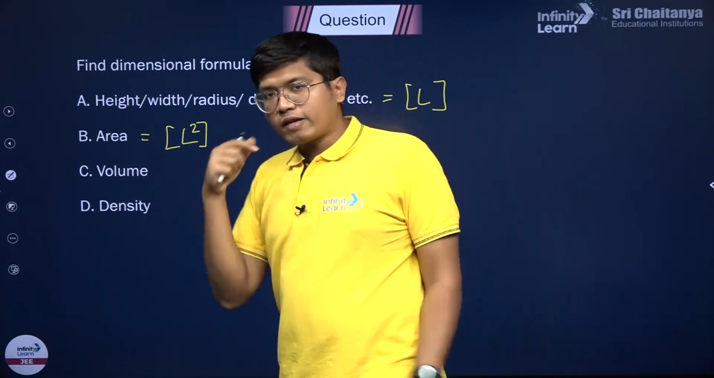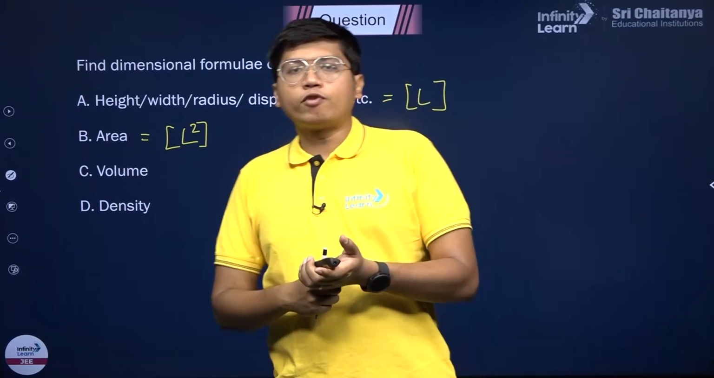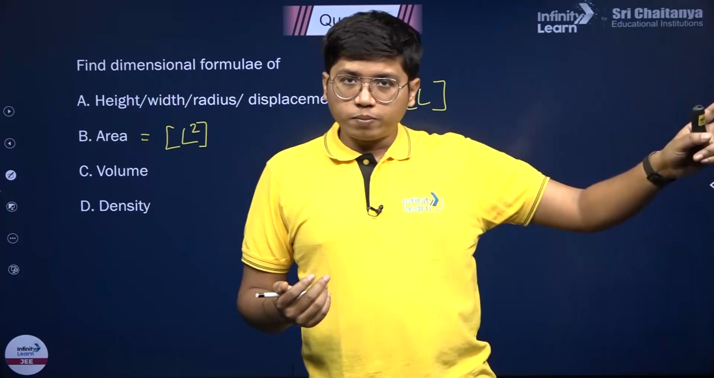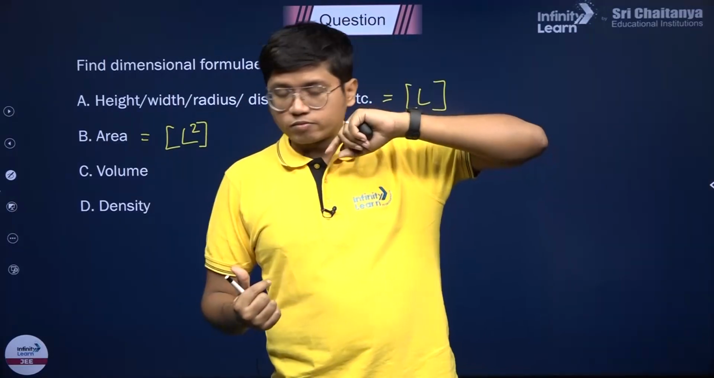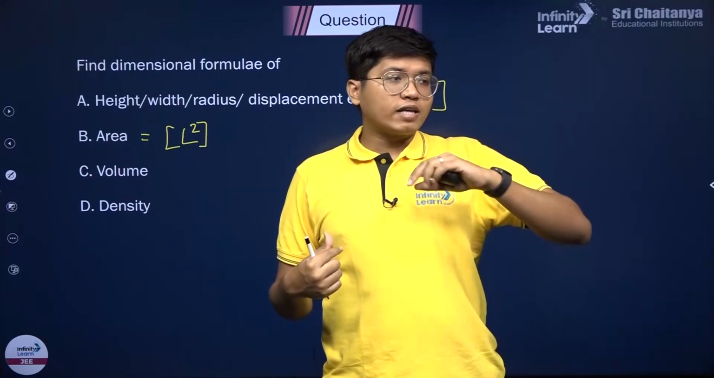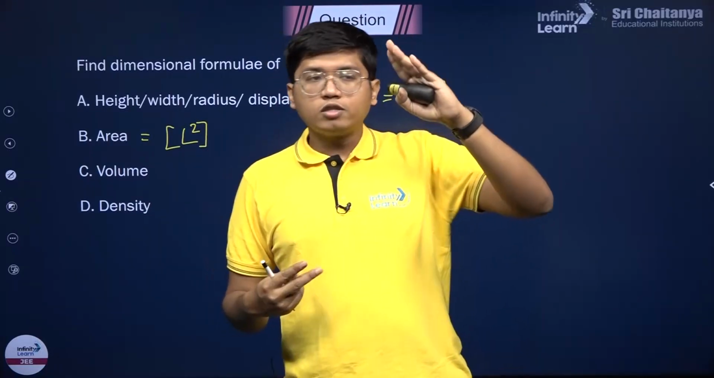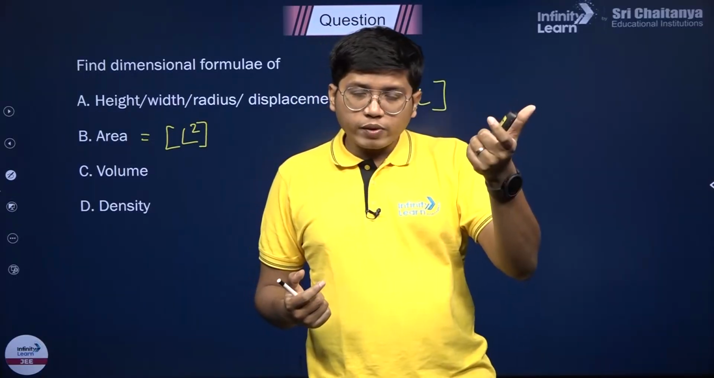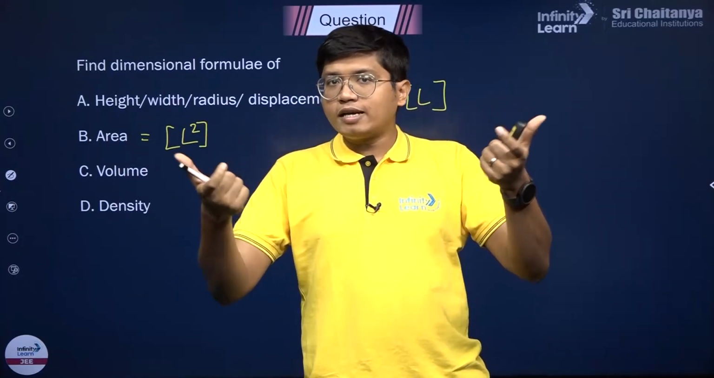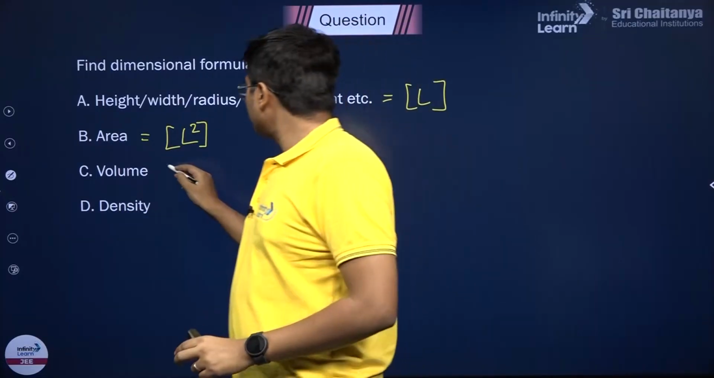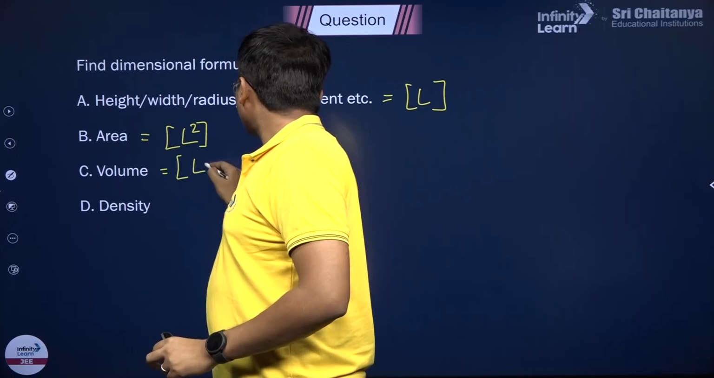Next up, we have volume. What is the formula for volume? It is length cubed. Why? Because the volume of a cube is a cubed. The volume of a sphere is 4/3 pi r cubed. For a cylinder, it is pi r squared h. r squared is length squared multiplied with h, which is another length, so you again have L cubed. So whenever you're finding volume, its dimension is going to be L cubed.